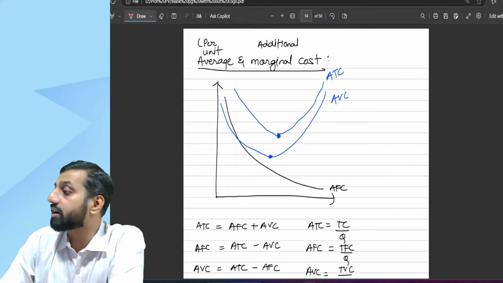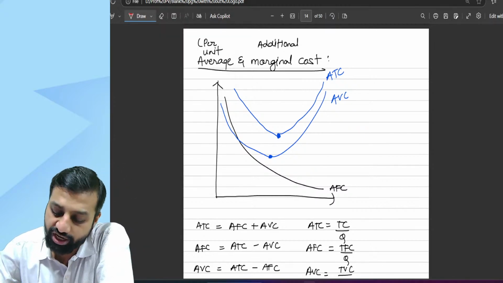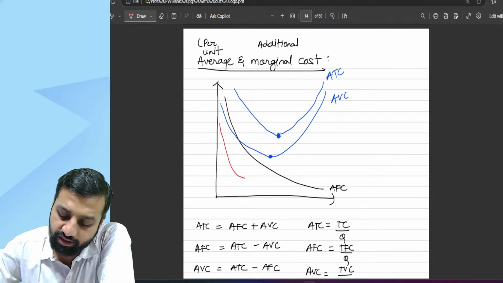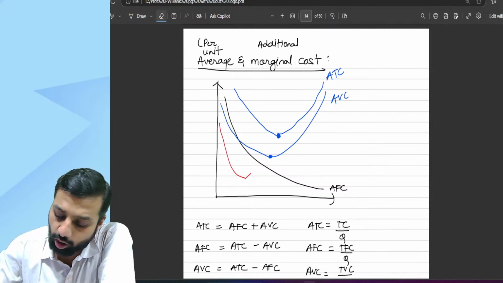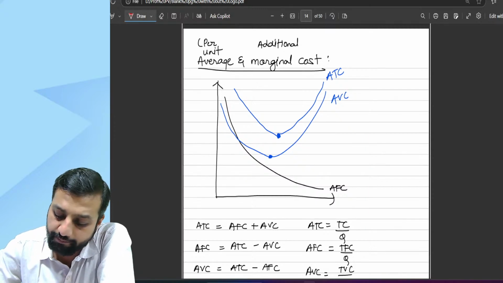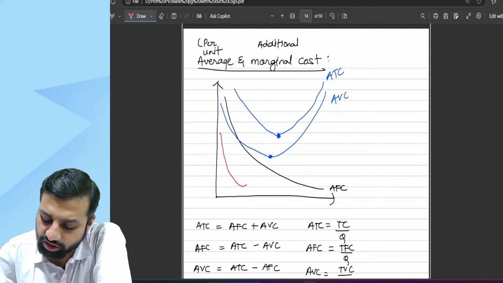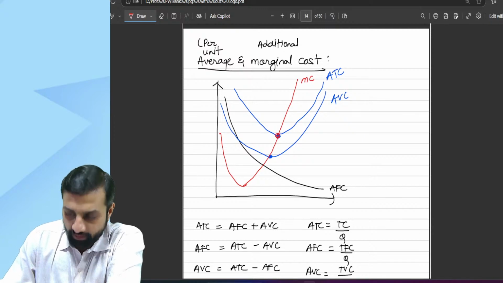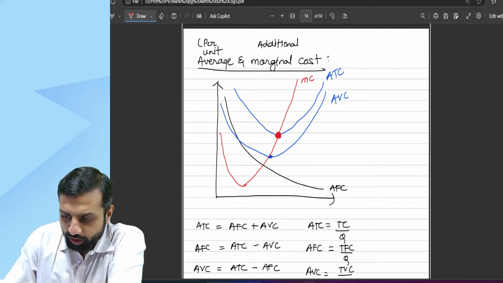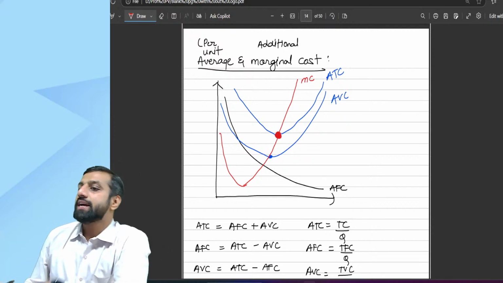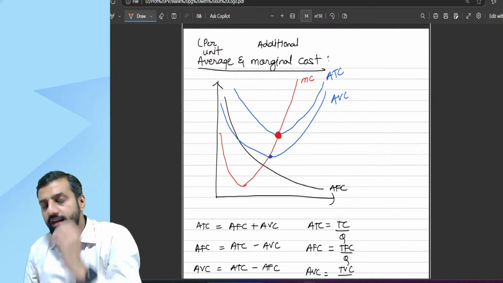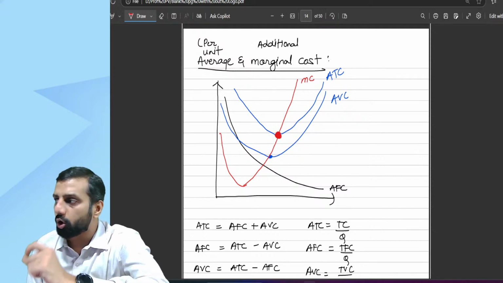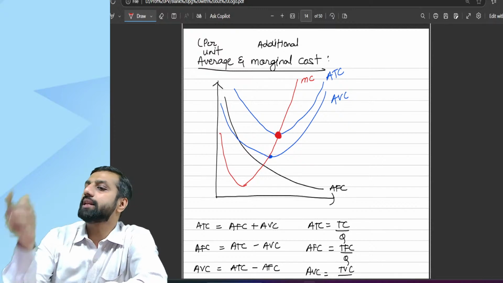The MC curve cuts the AC curve from below at the minimum point of the average cost curves. This is called the point of productive efficiency, where MC cuts the AC curve from below and AC is minimum.